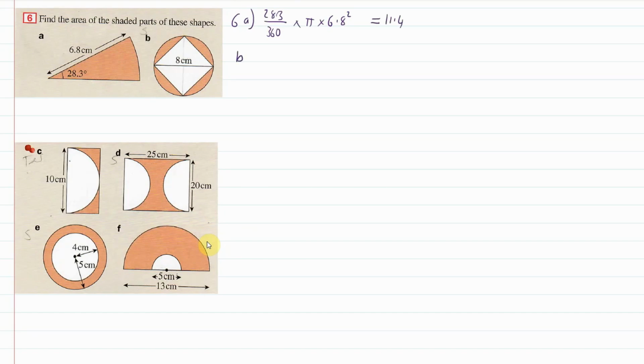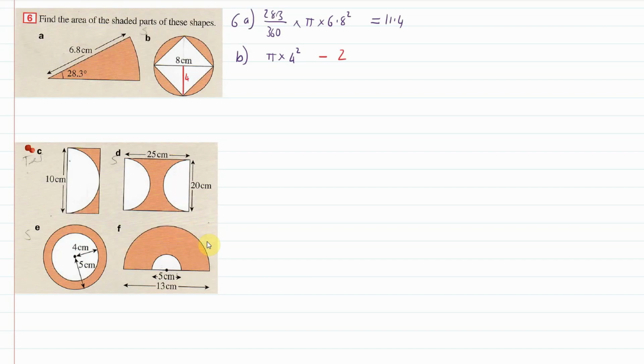For B, you can see that we have a circle. Take away, we've got to get rid of the square. So area of the circle is pi times the radius, which is 4 squared. Subtract. Now, how are we going to get rid of this square? Well, you can divide it into two triangles.